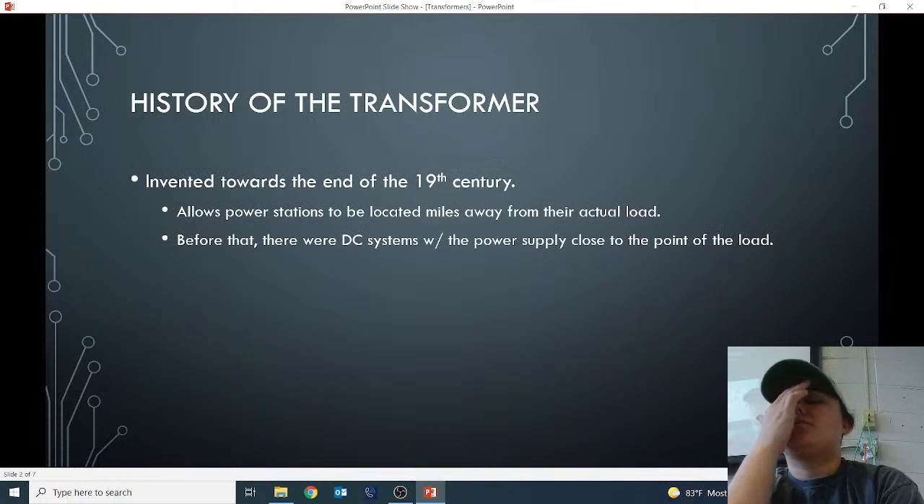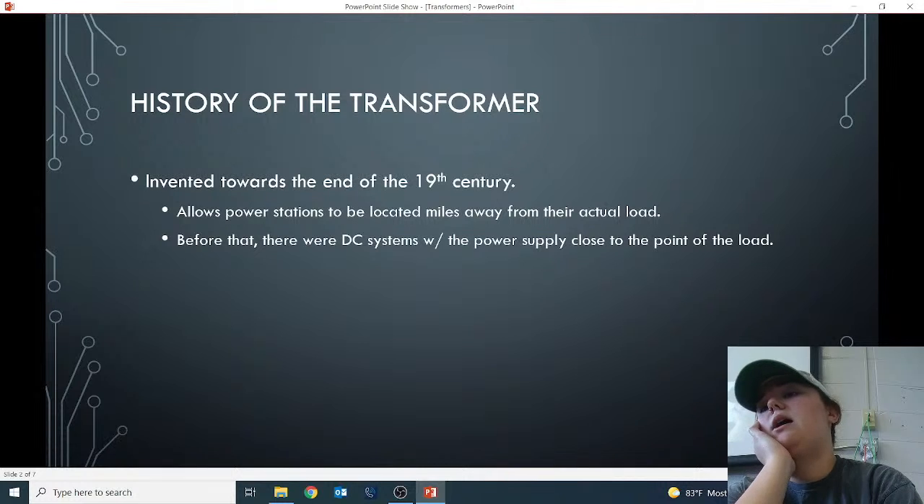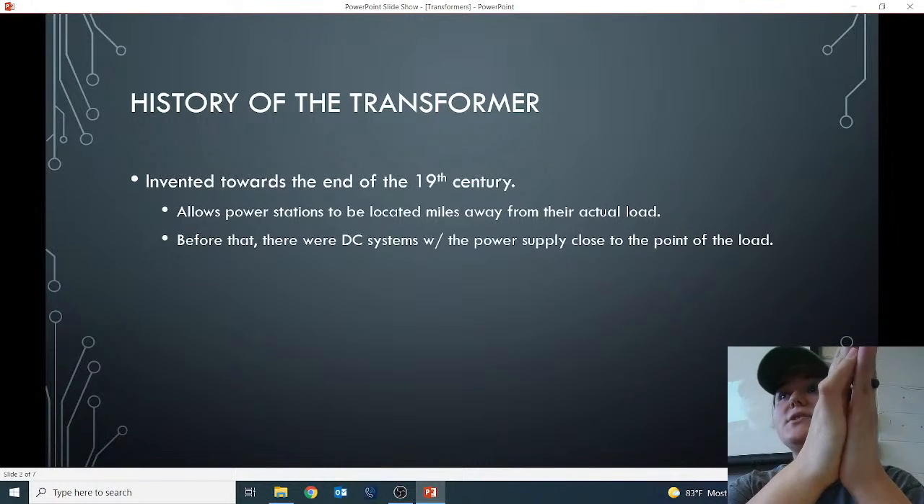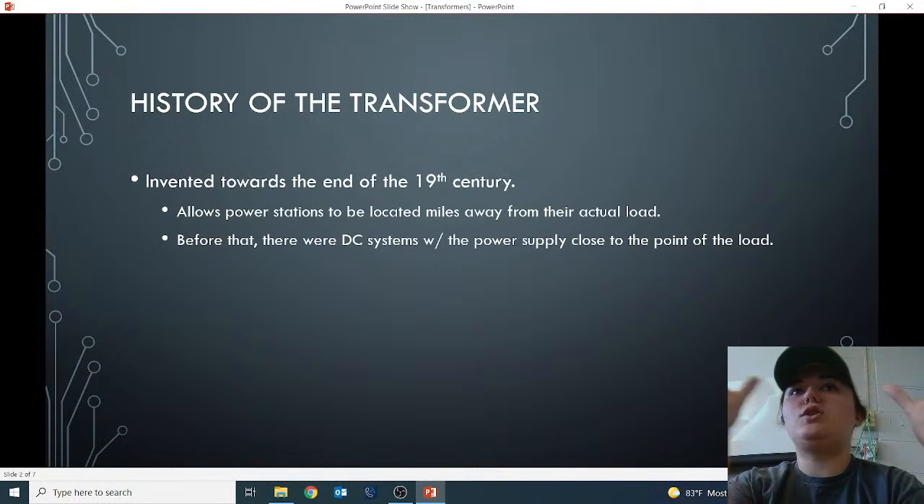So, history of the transformer. Just doing some research on the transformer. It was invented towards the end of the 19th century, and it allows power stations to be located miles away from their actual load. Before that, there were DC systems with the power supply close to the point of load. So now, we have substations with transformers in them, instead of like a local Walmart having to have a huge power station right next to it. So back in the day, if it was a big building, they would have to have a DC power source right next to the building or very close. So transformers made it more efficient for power companies to just have substations instead.